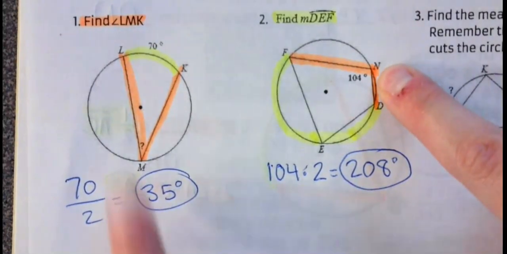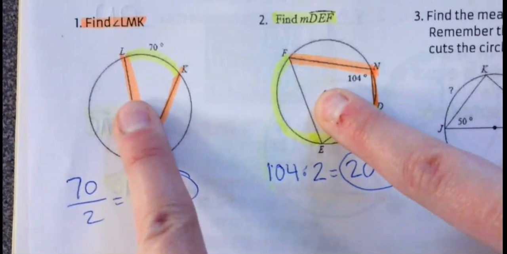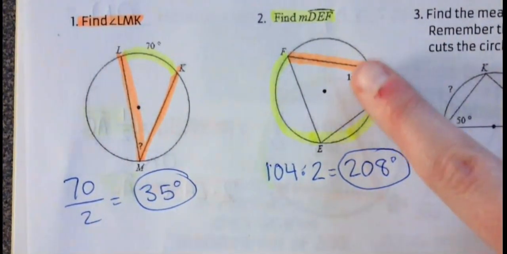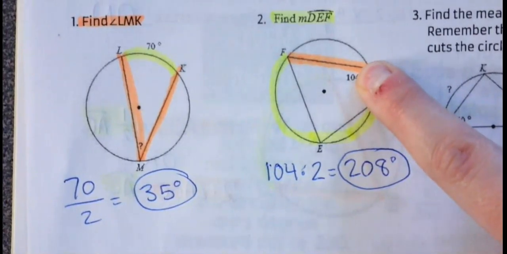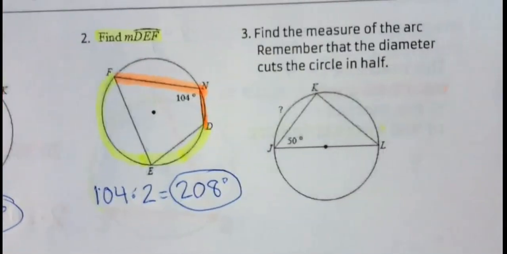Because this inscribed angle is on the side of the circle. You'll see how that's different from the other day where they're in the center of the circle. When they were in the center of the circle, they were the same as the arc they opened up. When they're on the side of the circle, they are half the value of the arc.